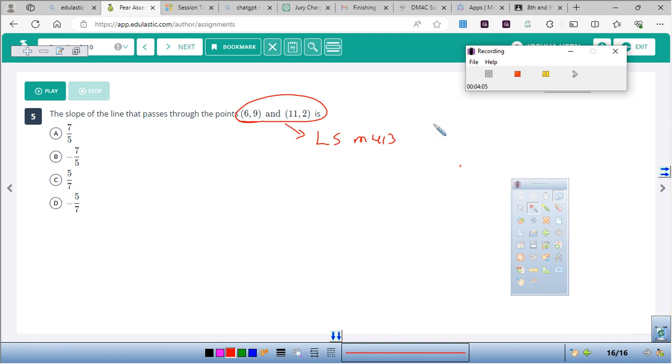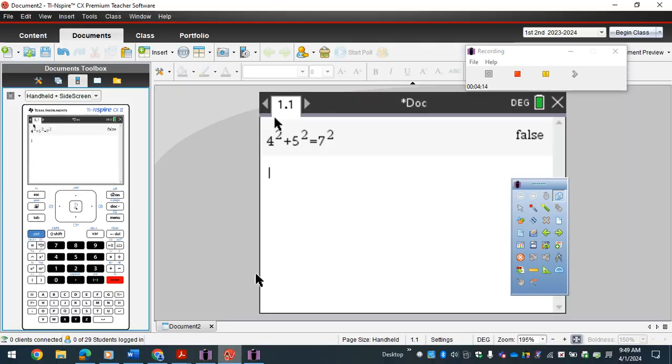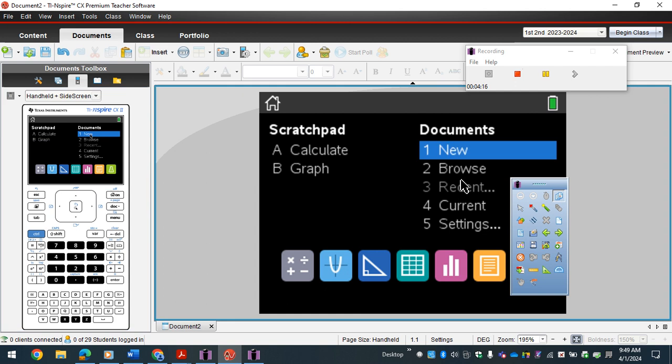So here we go. On this one, the numbers are 6, 9, and 11, 2. So let's go to the calculator, see what we get. And again, you go to lists and spreadsheets.